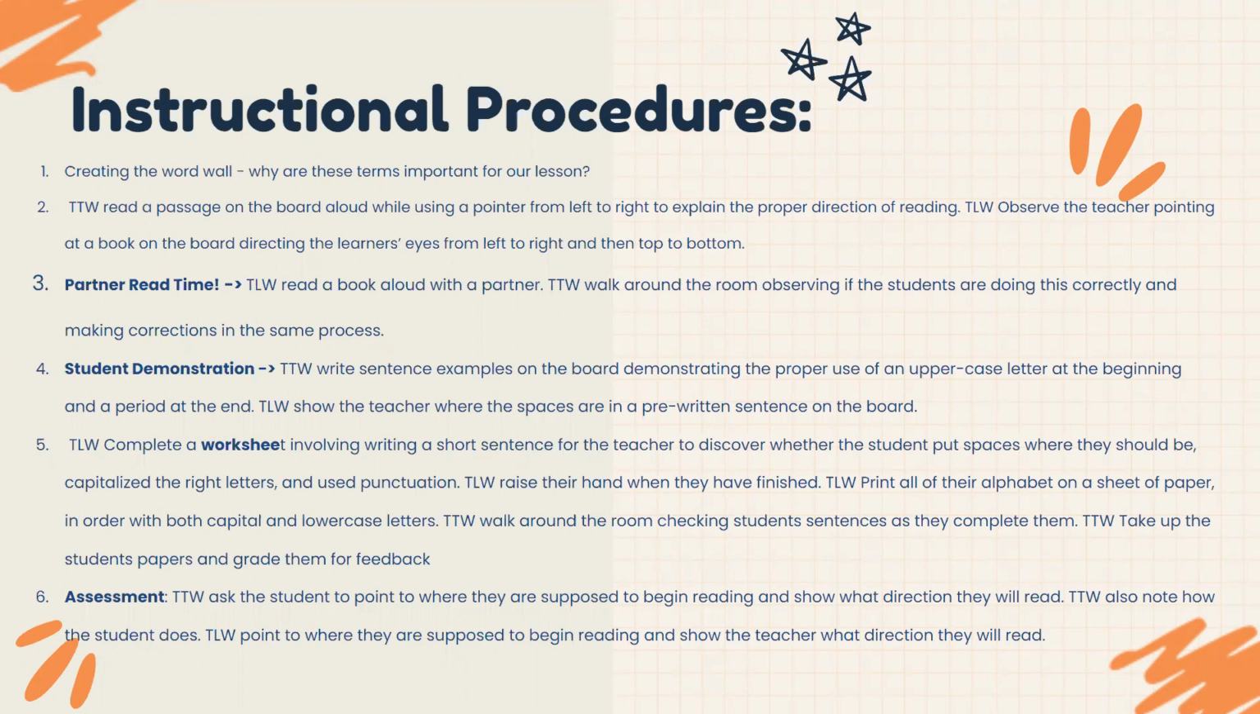Number 3, partner read time. The learner will read a book aloud with a partner. The teacher will walk around the room observing if the students are doing this correctly and making corrections in the same process.